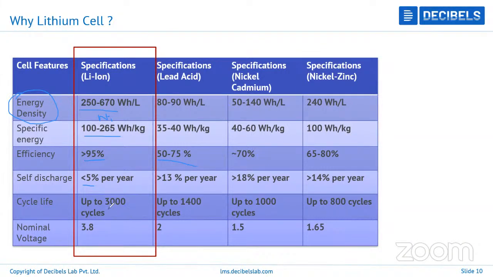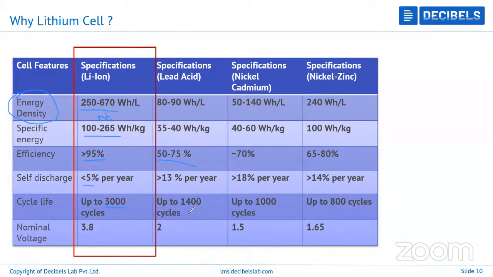So here you can see the number of cycles, up to 3,000 cycles that a lithium-ion cell can provide on average. With modern day numbers, you can even expect it to go up to 4,000 to 5,000 cycles, but that depends, again, on the chemistry, and it comes at a certain cost as well.